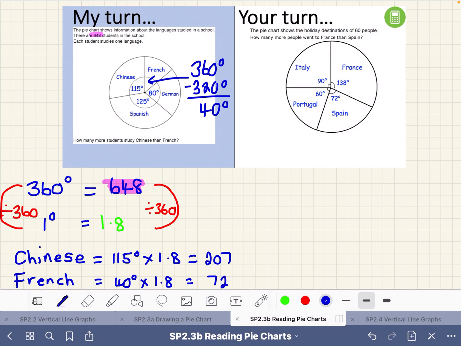Now the question asks us how many more students study Chinese than French. So we have 207, take away 72, and that gives us an answer of 135. Press pause while you try the your turn question.